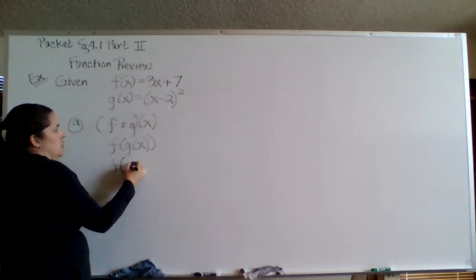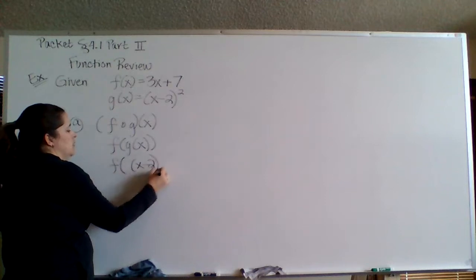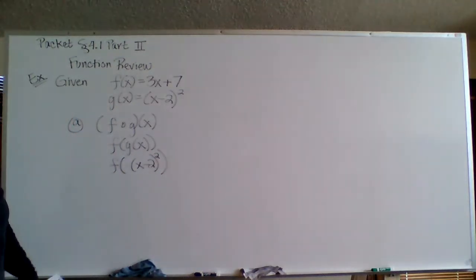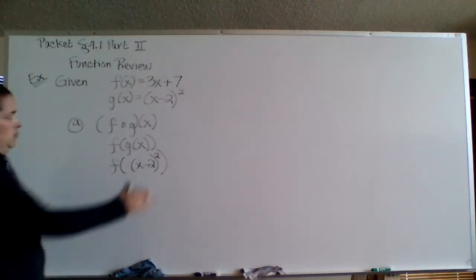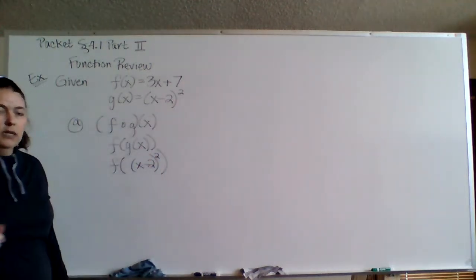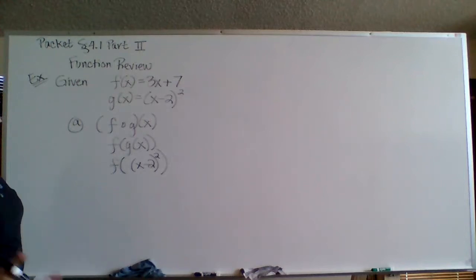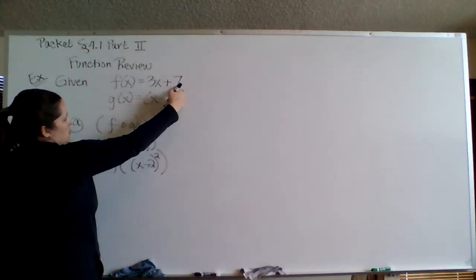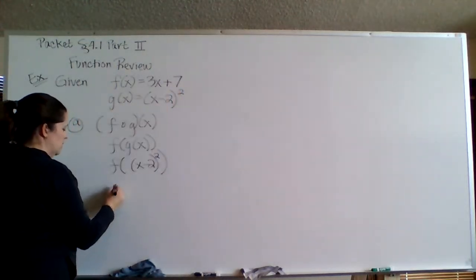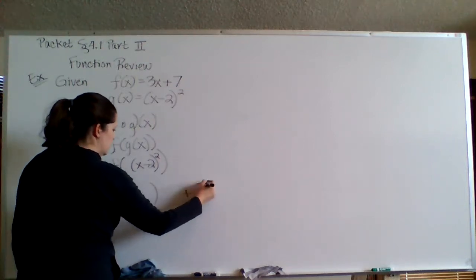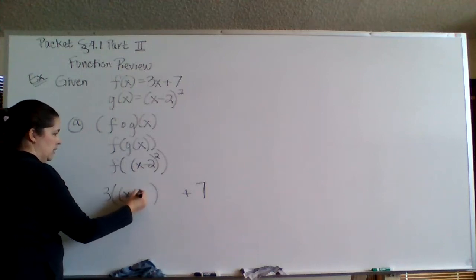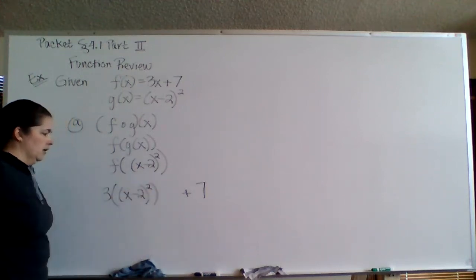Or what is the original g of x rule? Oh, it's x minus 2, the whole thing squared. Right? So I'm just replacing that g of x with what that original rule was that was given to me. And now I want to find f of x minus 2, the whole thing squared. So if we use Tony's idea, our f of x rule was 3 times x plus 7. There's only one x, so I have to have 3 times something plus 7. So the 3 times something, oh, this is that something, x minus 2, the whole thing squared.